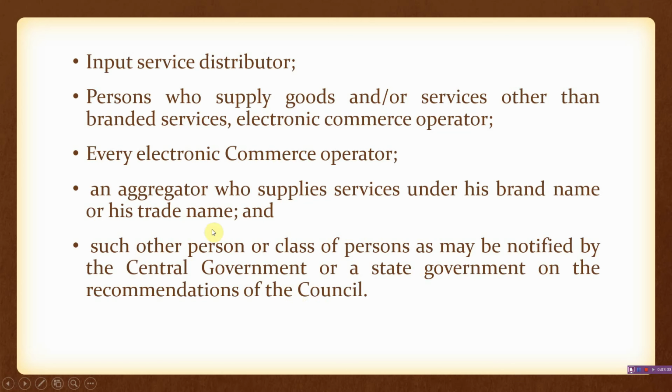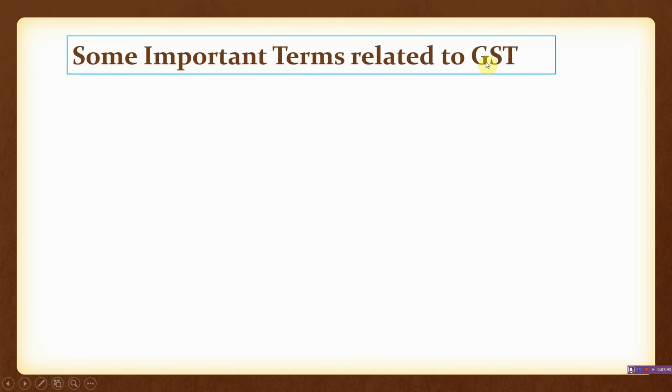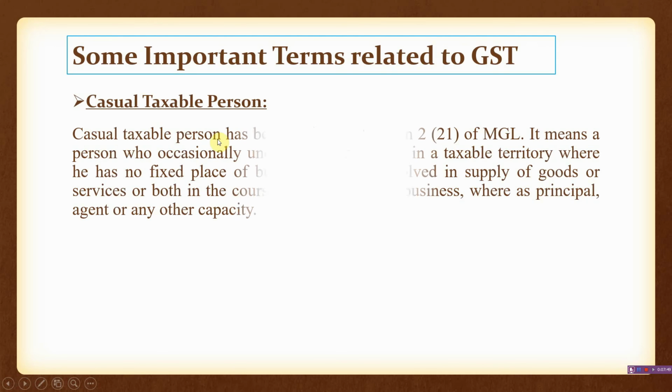So these are the persons who have a compulsion to get the registration of GST, and for them the threshold limit is not a barrier. Now next comes some important terms related to GST. In this, first is casual taxable person. Who is a casual taxable person?